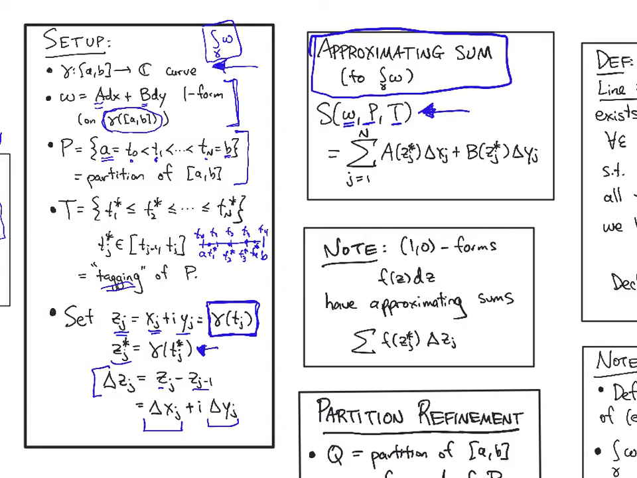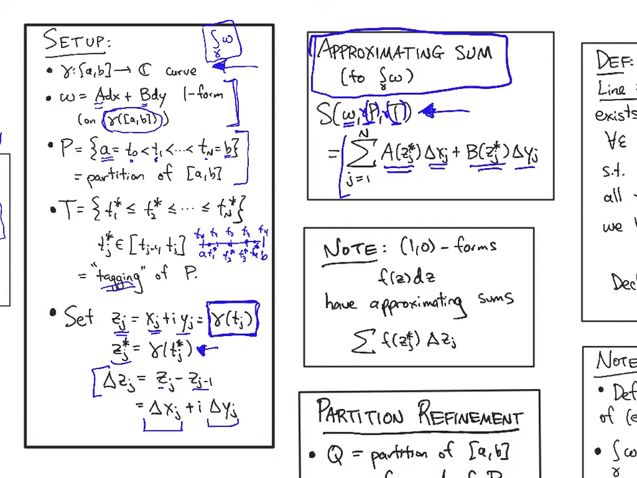If I were smarter about this, maybe it should really be gamma of the partition and gamma of the tagging, so that it's points on the actual set on the curve. Okay, but then the approximating sum is just to form A of the sample point times the change in x plus B evaluated at the sample point times the change in y. And this is our approximating sum.